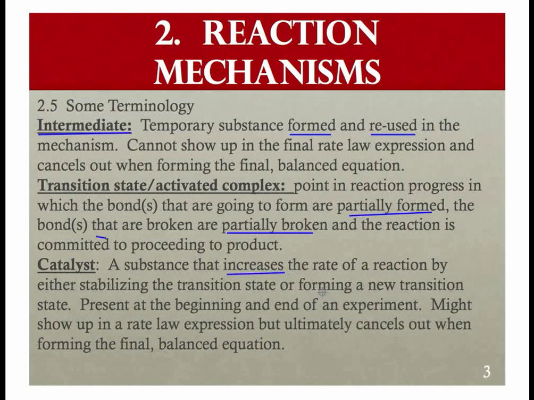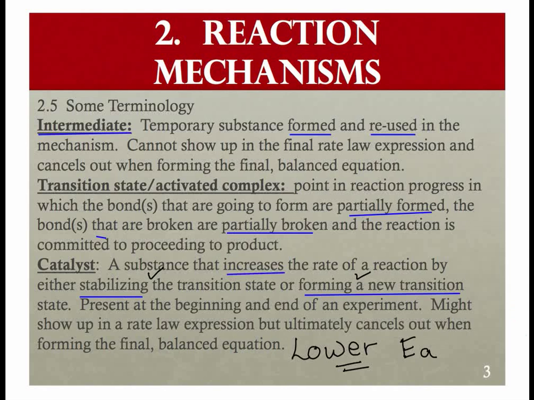Now, a catalyst increases the rate, and it can do this in 2 ways. It can stabilize the transition state that we've talked about before, or we can form a new transition state. Either way, it is something that has a lower activation energy. That's key. And I want you to write that in there. Sometimes it's important to write things in. A lower activation energy by stabilizing or forming a new transition state.